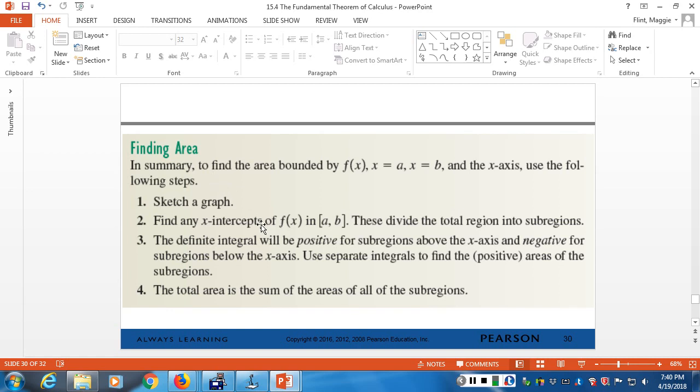If there's any x-intercepts on the function, on the interval you're looking at, be sure and find out what they are. And that breaks it up into subregions, so that's where you're going to have to do two separate integrals. And the definite integral is positive above the x-axis and negative below. So if you're actually only looking for area, use absolute values. And then the total area is the sum of all the areas of the individual regions.